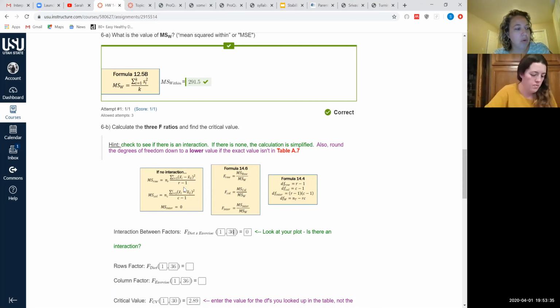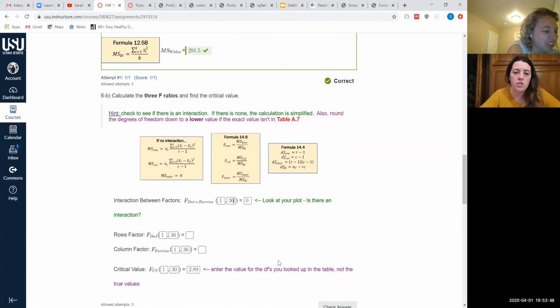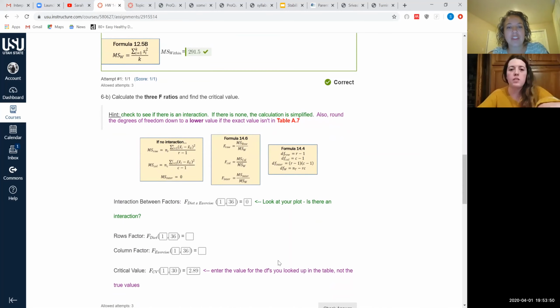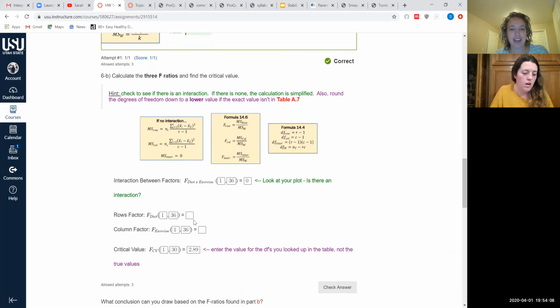So what do we get for mean squared row? 250. I should have had a box for you to enter that. So then don't we do 250 divided by 291.5? Yes, to make the F statistic, we take our mean squared for the rows and divide by mean squared within cell, the 291.5. Okay, that number makes a lot more sense. Yay, we like sense.